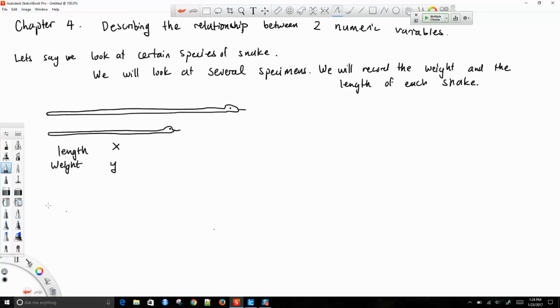Here I'm just making up some snakes, length and weight. Let's say we have a 12-inch snake, 14-inch snake, 10-inch and 8-inch. Now I'm just making up some numbers here. Are these ounces, I guess? Okay, so this is what we have.